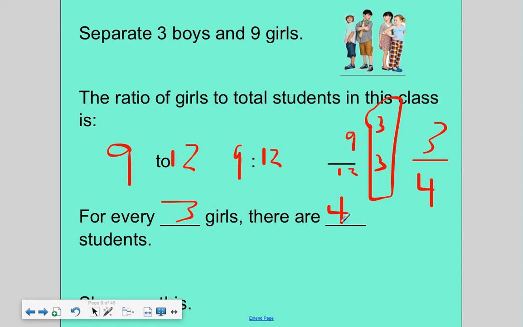So in class, I would tell 3 girls, you need 4 students in your group. So they would find a boy to make a group of 4. Another 3 girls will make a group of 4 with another boy. Another 3 girls will make a group of 4 with another boy.